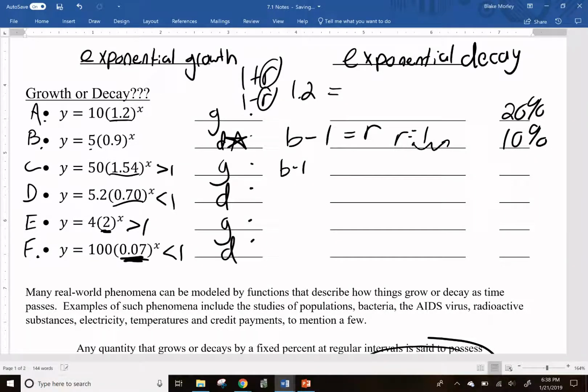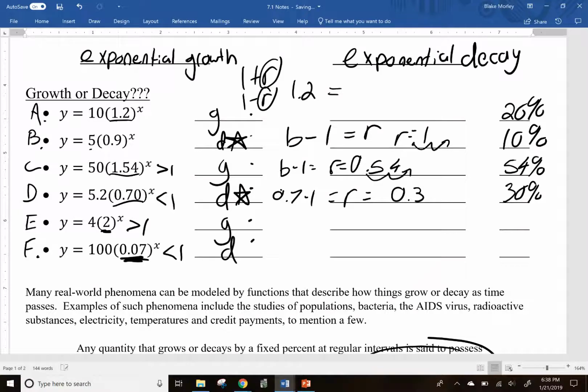We'll try that again. For C, if you take 1.54, which is the B value, and subtract 1, you get 0.54. That is your R value. Again, if you move the decimal place 2 to the right, you convert that into a percentage value, 54%. Even if you can't do this mentally in your head, that's okay. Just remember that B minus 1 is equal to R. So 0.7 minus 1 is equal to negative 0.3. It's negative because it's decay, remember. But you're decaying by 0.3, which is 30%.